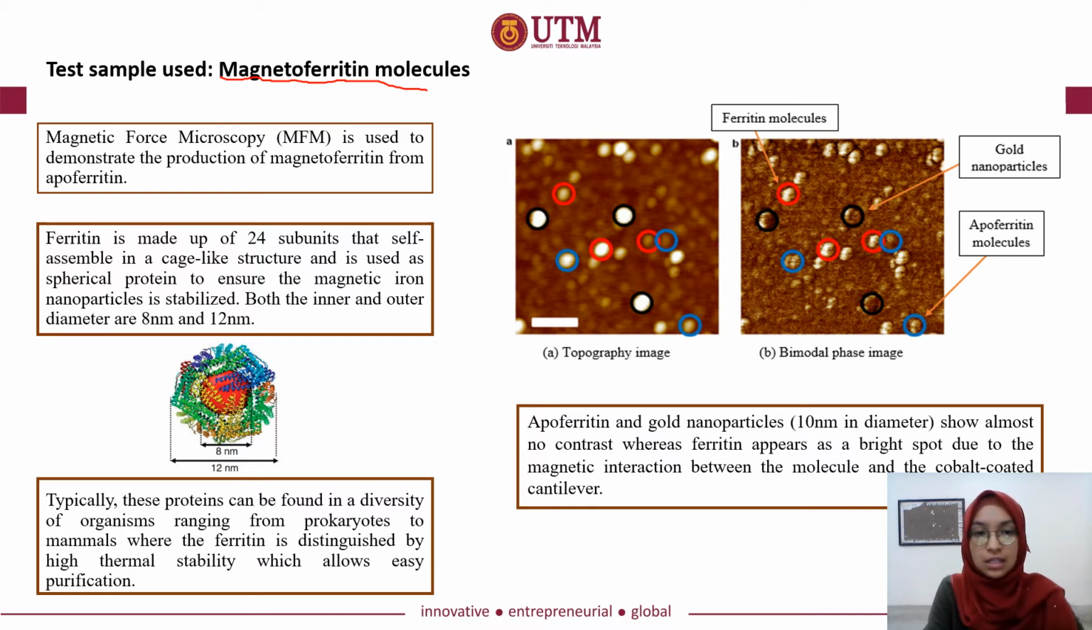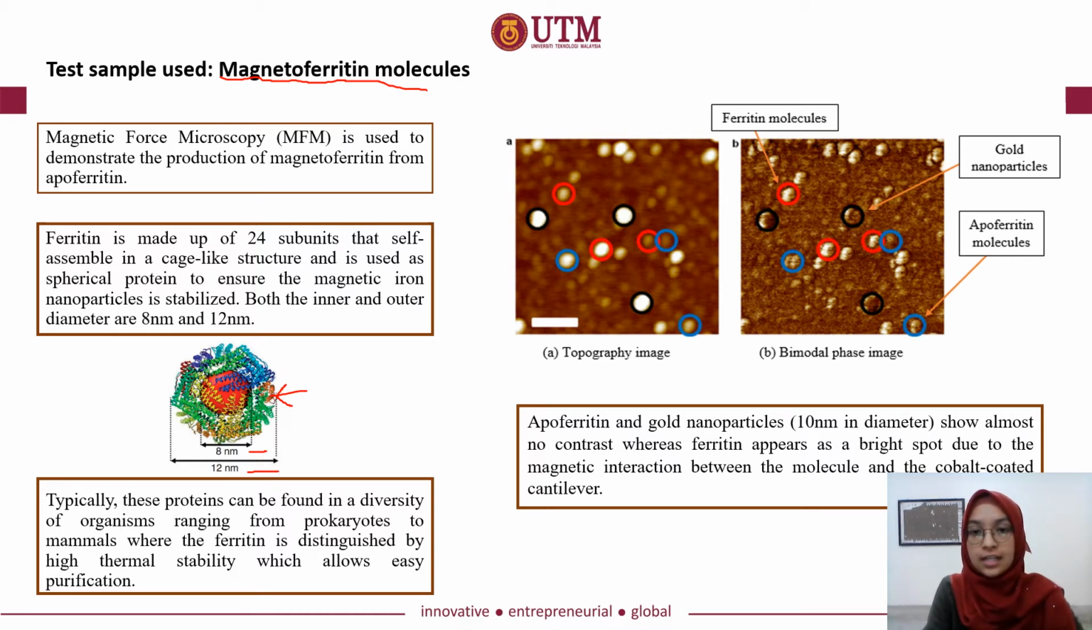This can be seen in this figure here. Both the inner and outer diameter are 8 nanometer and 12 nanometer. Typically, these proteins can be found in a diversity of organisms ranging from prokaryotes to mammals, where the ferritin is distinguished by high thermal stability, which allows easy purification.